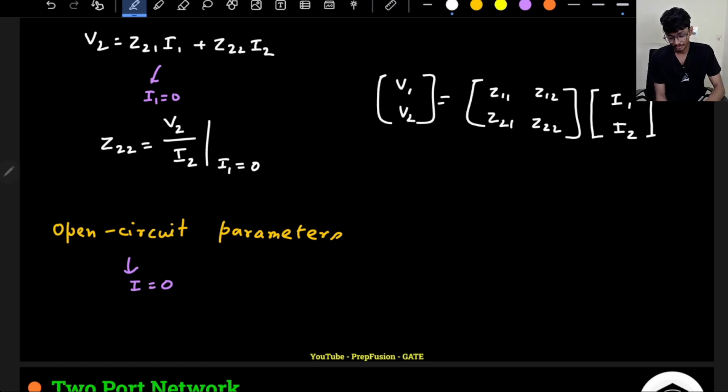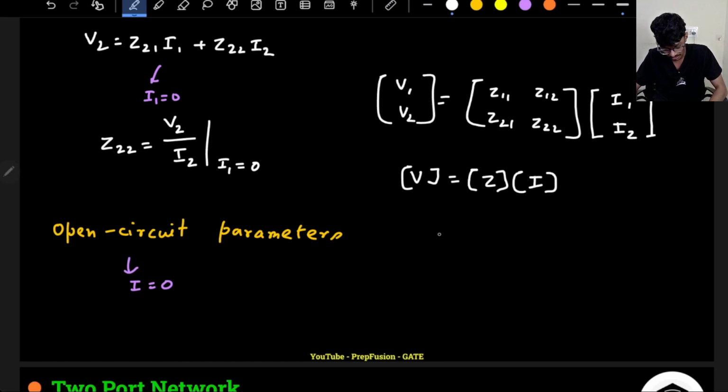Okay, so I can simply write this equation as V equals Z into I, or I into Z, whichever one you prefer. A few things you should keep in mind: how to find the inverse of the Z parameter matrix, because that will be handy when we discuss Y parameters. So what is the inverse?